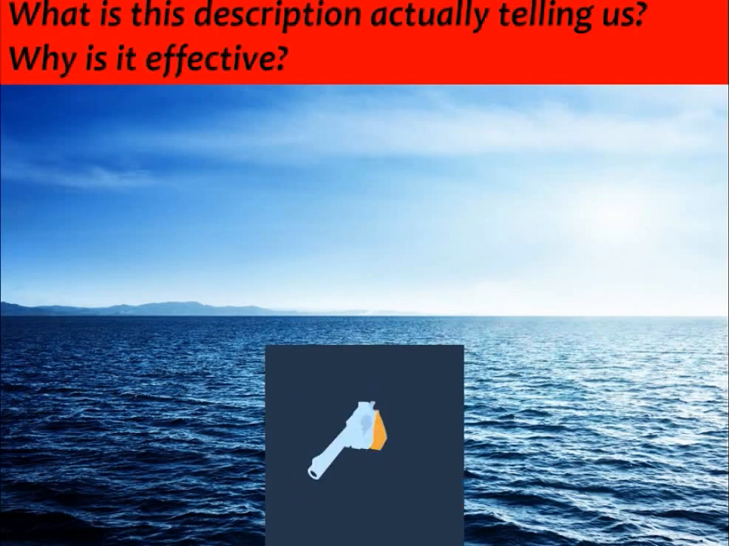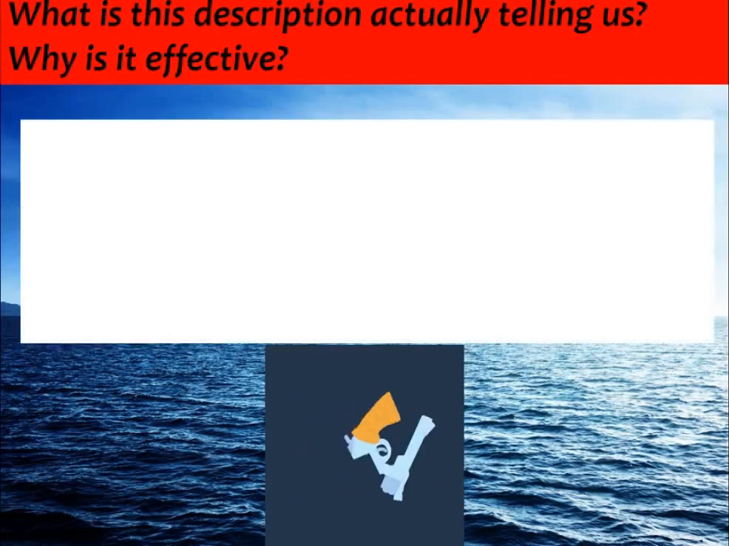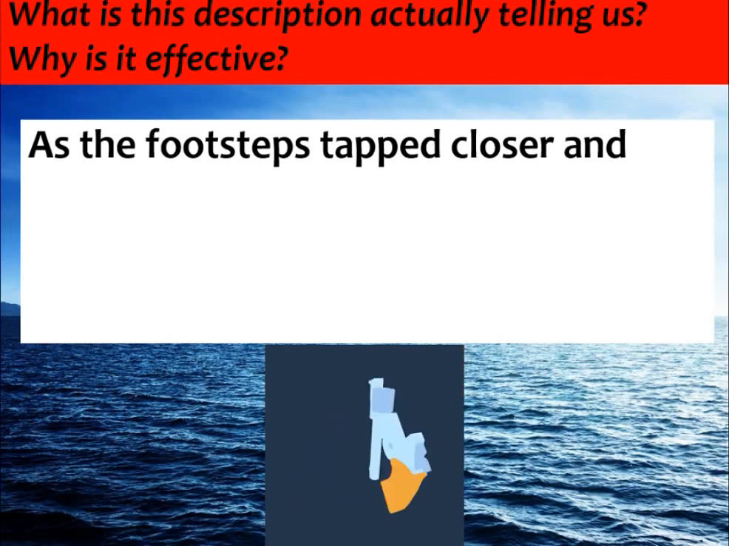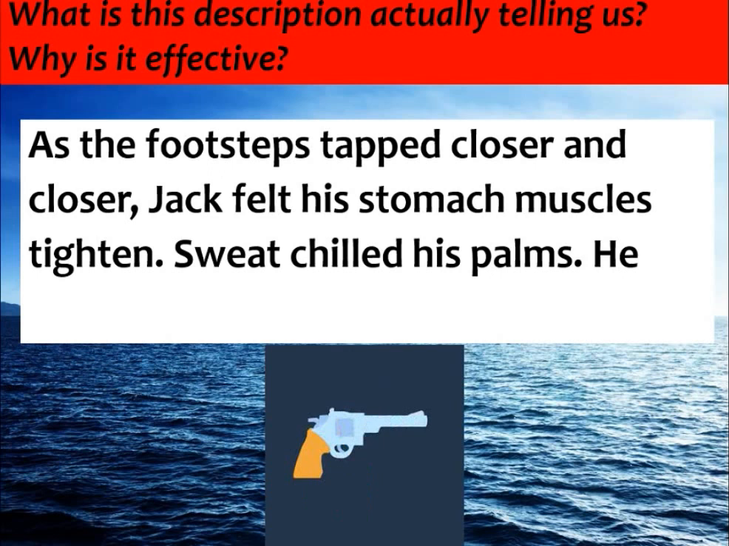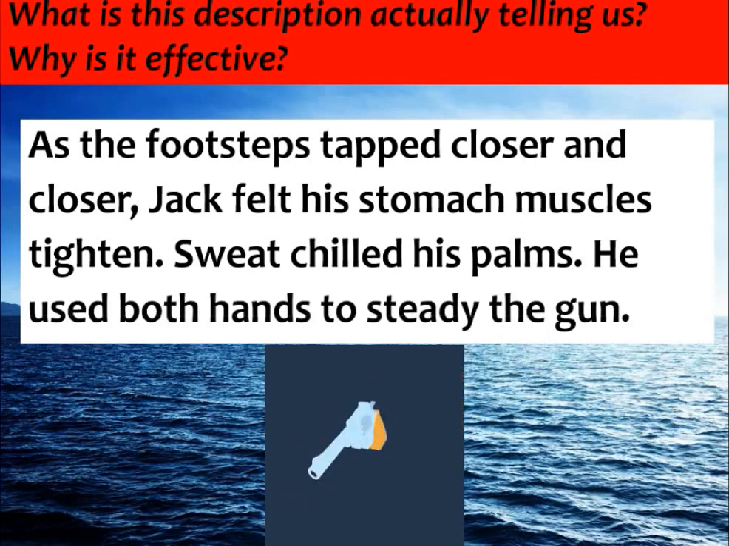So if we look at this paragraph, what is the description telling us? As the footsteps tapped closer and closer, Jack felt his stomach muscles tighten. Sweat chilled his palms. He used both hands to steady the gun. So again I asked in class, what is this passage telling us? What are Jack's emotions? And a lot of you said that he feels nervous.